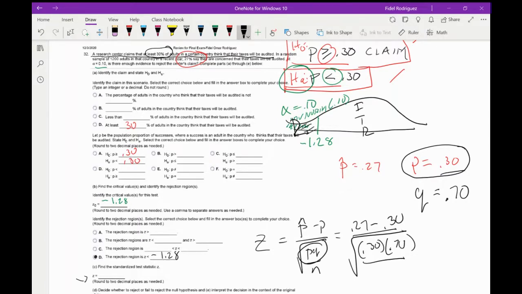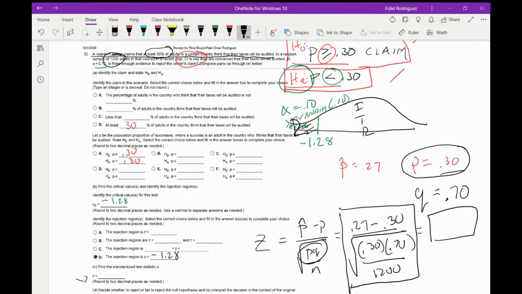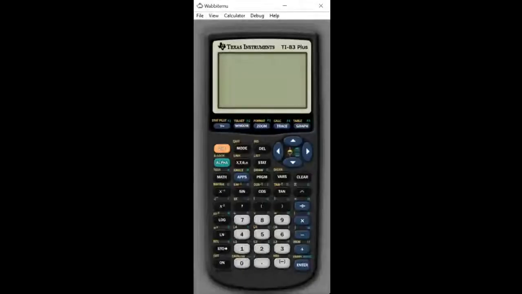And then our N is right up here. It told us that there were 1,200 adults. Okay. So we're going to find our Z value. So guys, I'm going to pull up my calculator so you can see exactly how I'm going to enter this in. And you guys let me know if it makes sense. So let me stop sharing this. Let me pull up the calculator so you can see it.